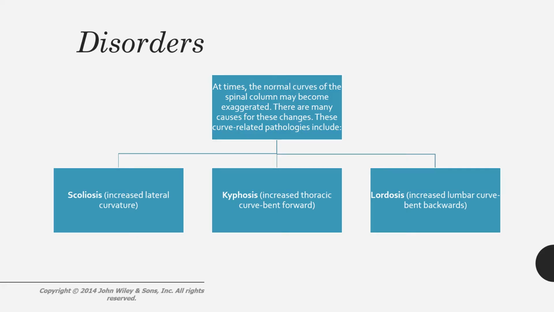There are a couple of different conditions that may exaggerate the normal curves of the vertebral column, or the column may acquire a lateral bend. So these would result in abnormal curves. The three main ones that we are briefly going to look at are scoliosis, kyphosis, and lordosis.